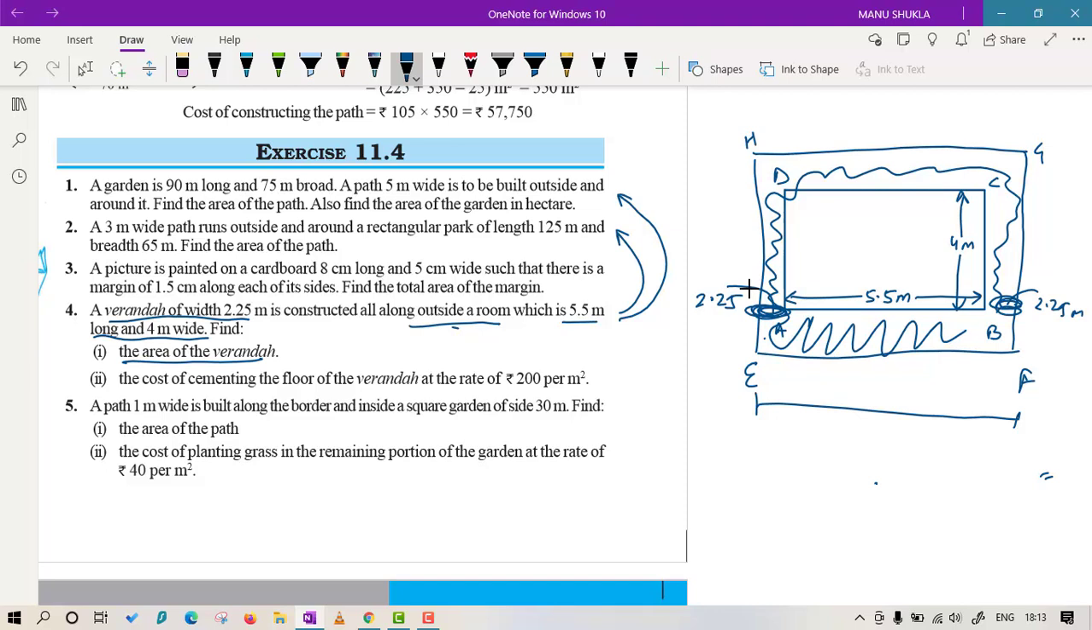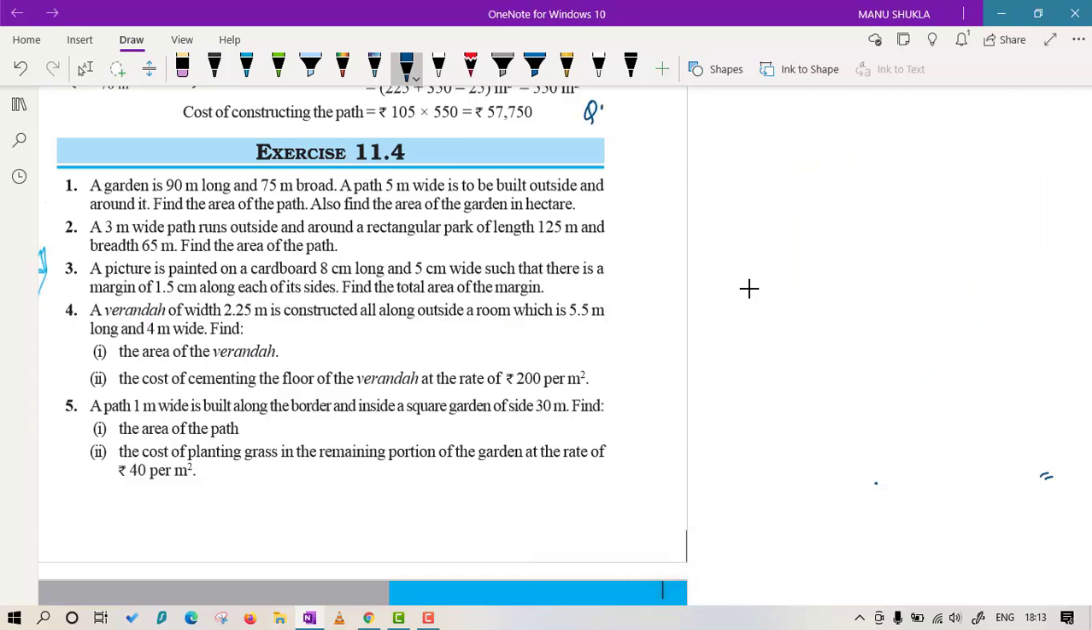Question number 5. A path 1 meter wide is built along the border and inside is the word. Here it was built outside. So again it is same as the question of the picture frame where the margin was inside. So just use the same knowledge. Now you are going to subtract the left and right margins, the top and the bottom margins, to find the inside thing. Let's see. Let's draw a diagram.